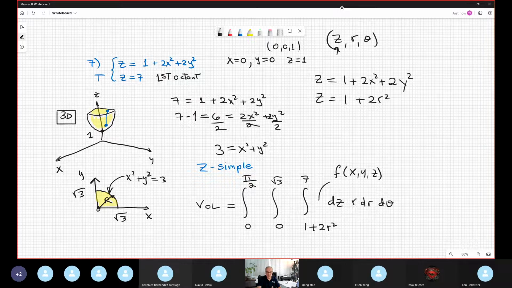Now the interpretation of this triple integral is not volume. It's another thing. It depends on the nature of the integrand function. If you consider that the integrand function is the density function, it is obvious that the interpretation of this triple integral is a mass.